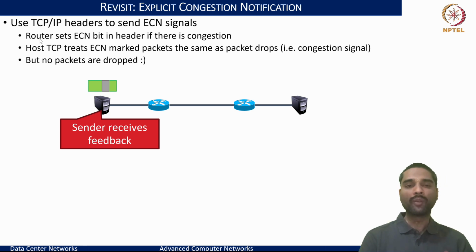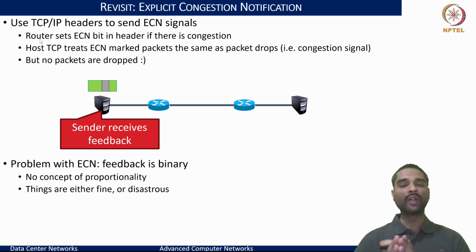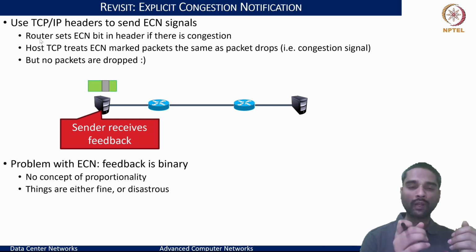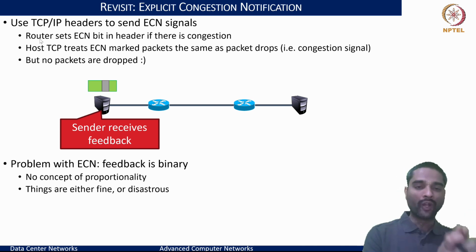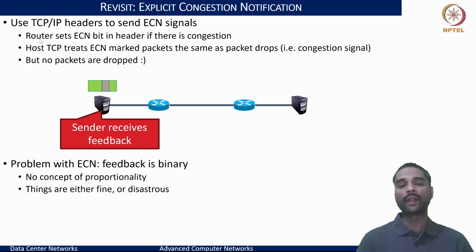And thus, without any packet drops, we are able to ensure that the congestion is being worked out from the sender side. But the problem here is that this feedback is completely binary. What that means is if any of the packets that you receive end up seeing that there is an ECN marked bit, then you would react. That means over 1 RTT, even if I receive just 1 packet or 100 packets with the ECN marking, I react in the same way. And that means there is no concept of proportionality with respect to the number of packets that were marked ECN.